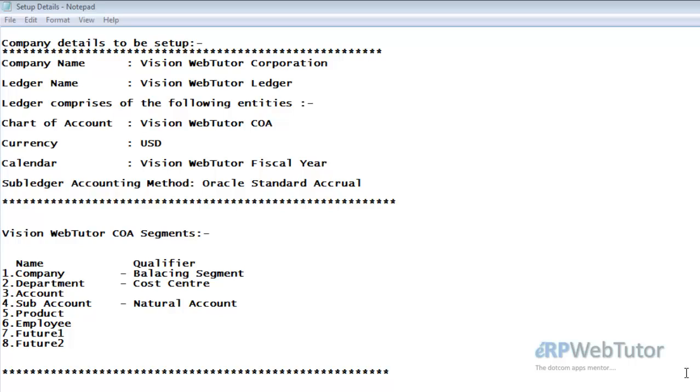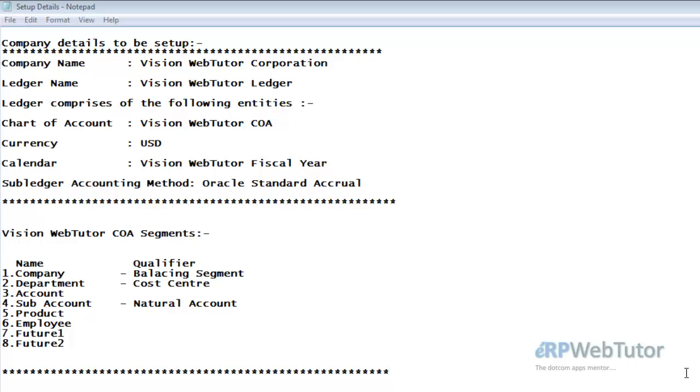segments. So this means that whenever this company enters any accounting information, that accounting information can be captured at these 8 levels, which starts from the name of the company and ends with the name of one of the future segments, future 2. Right, so as we can see on the screen, we have decided to set up a COA with 8 segments, namely company, department, account, sub account, product, employee, future 1, and future 2.